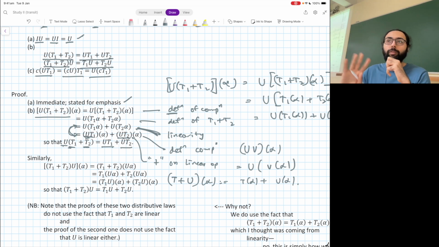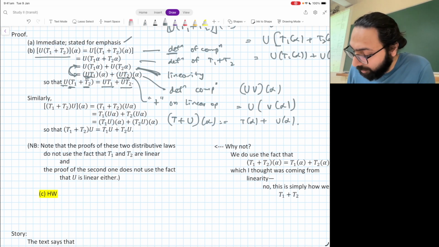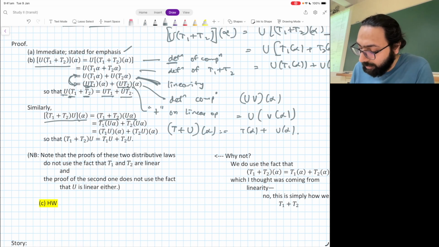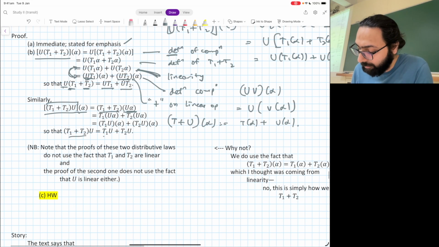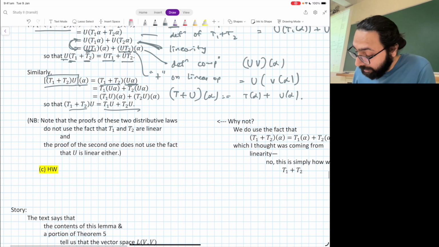So you're using lots of different properties to get this very straightforward thing, but it's good to be a little bit cautious. Then you can proceed similarly. I'll not do this step, I'll not do this one. We'll leave it as an exercise. You essentially apply the same set of operations, but in the other direction. You start with U first, and then you get the final result. The last one is also similar. And it says that note that the proofs of these two distributive laws do not use the fact that T1 and T2 are linear.